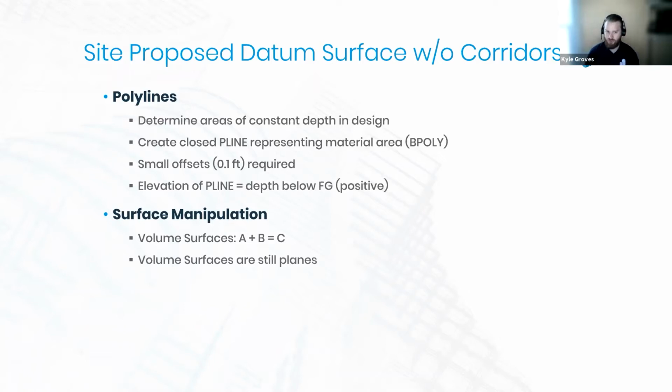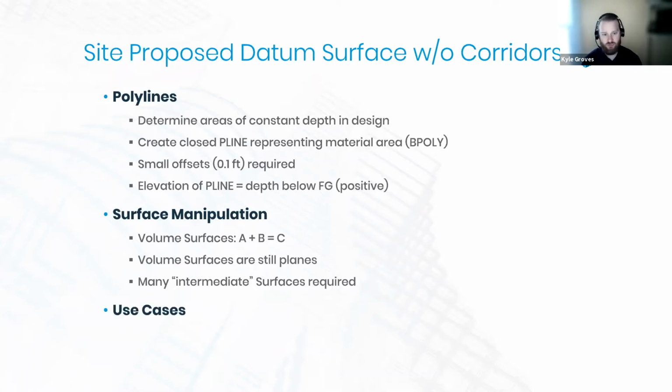Also important to remember, volume surfaces are still just planes. They might be bendy, they might be small values compared to our raw existing elevations or our FG elevations, but they're still just a single plane. And we're going to need to create a couple of intermediate surfaces to get to those overall volumes.